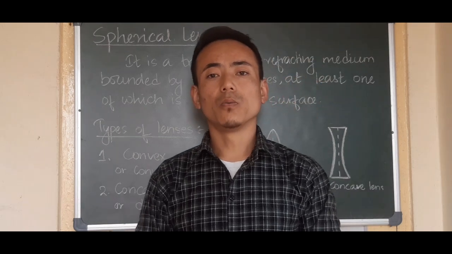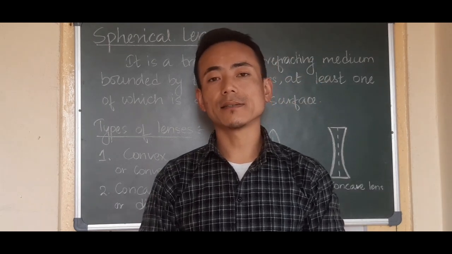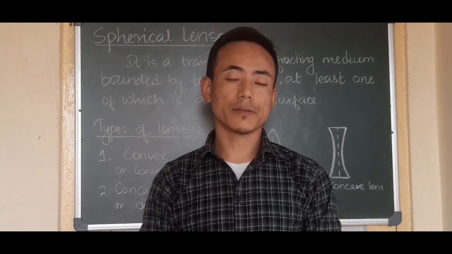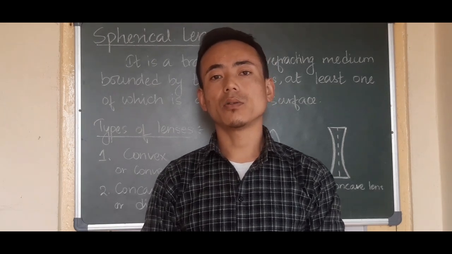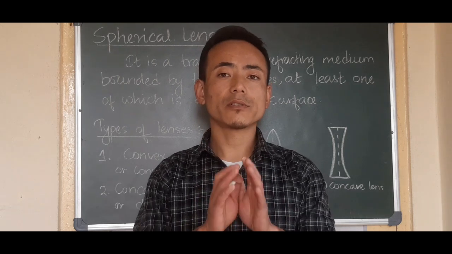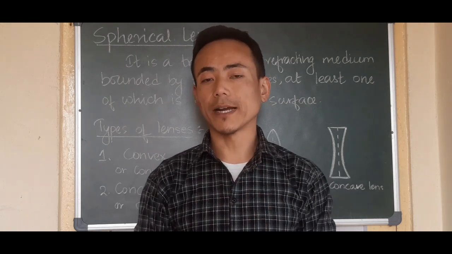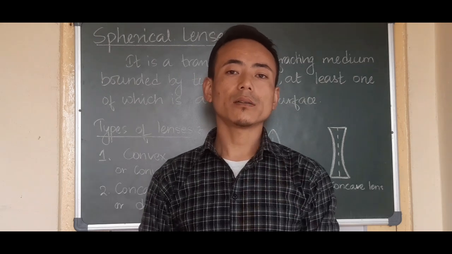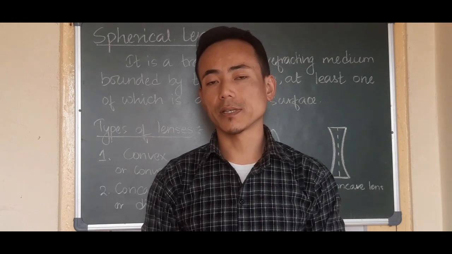So first of all, what is a lens? A lens is a transparent refracting medium which has two surfaces, out of which one or both are curved. So a lens is nothing but a transparent medium through which light can be refracted, and it has two surfaces, and out of these two surfaces either one of the surfaces is curved or both the surfaces are curved.